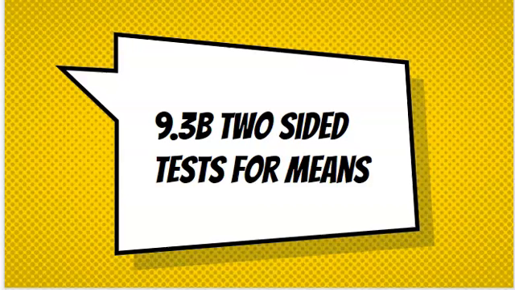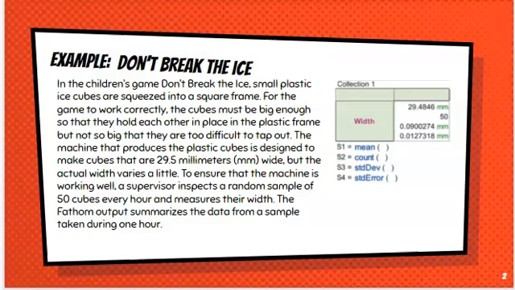Alright, in part B of chapter 9.3, we are looking at two-sided tests for means. So here's the problem: Don't Break the Ice. In the children's game, Don't Break the Ice, small plastic ice cubes are squeezed into a square frame. For the game to work correctly, the cubes must be big enough so that they hold each other in place in the plastic frame, but not so big that they are too difficult to tap out.